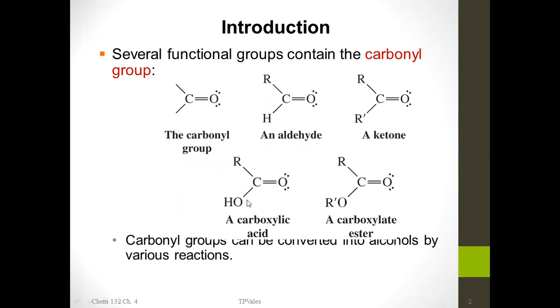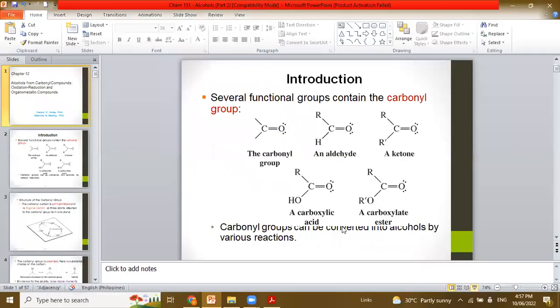You can also have your carboxylic acid. In the carboxylic acid, you have your C double bond O, and the other group bonded to the carbon is the OH. Or you can have your carboxylic ester, your ester. You have your C double bond O, and bonded to the carbon is the OR, the alkoxy group. So you have your aldehyde, ketone, carboxylic acid, and the esters.